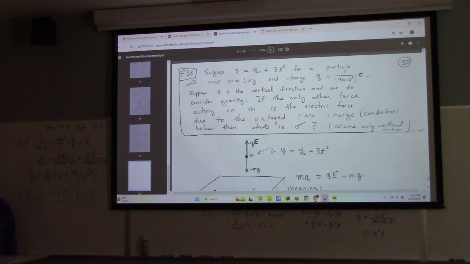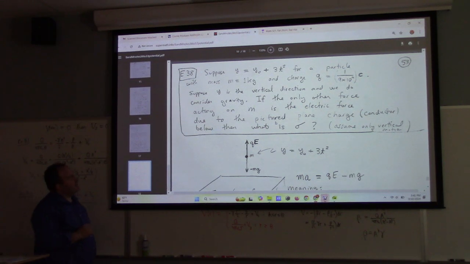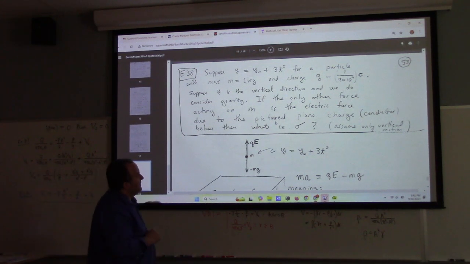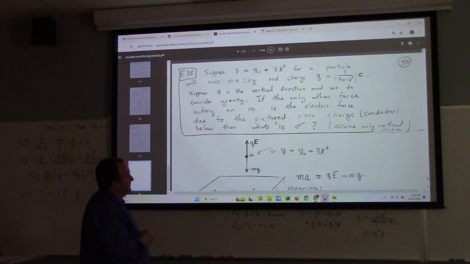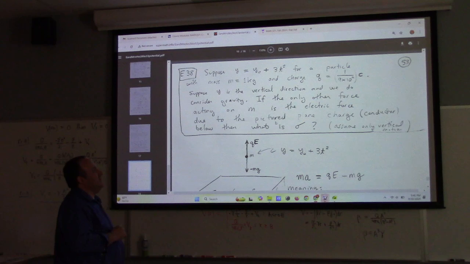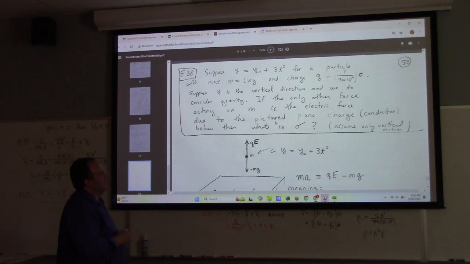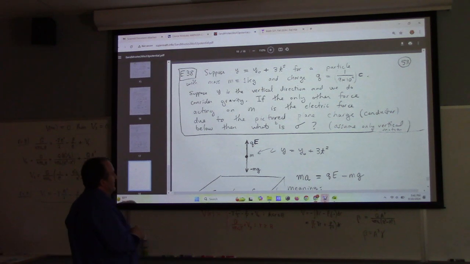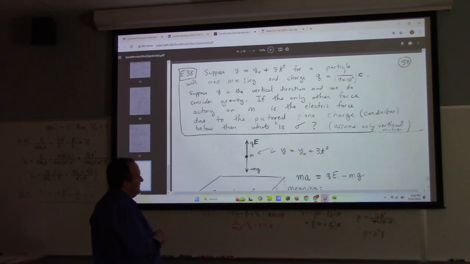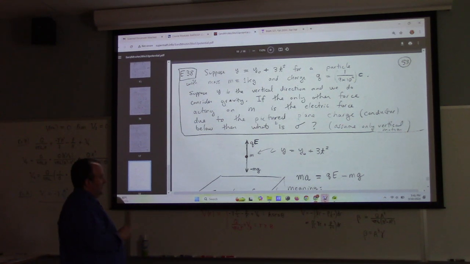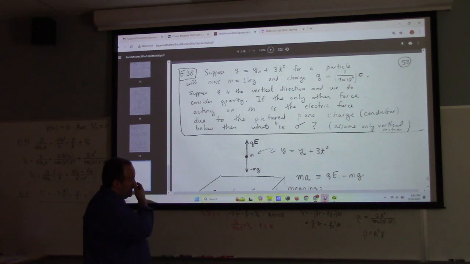Example 38: y is equal to y naught plus 3t squared for a particle with mass 1 kilogram and a convenient charge, a charge which just happens to cancel the constant k, 1 over 10 times 10 to the 9th coulombs. Suppose y is the vertical direction. We do consider gravity. If the only other force acting on m is the electric force due to the pictured plane charge, which is a conductor this time, then what's the surface charge on the plane?